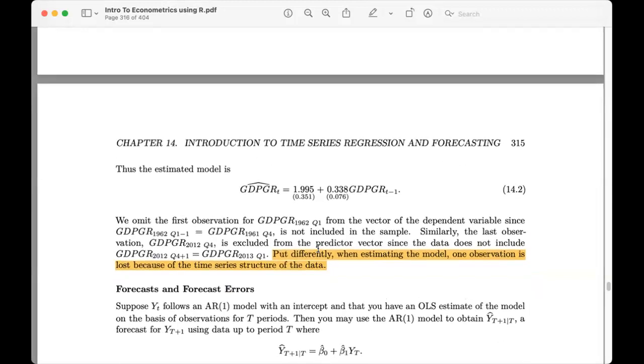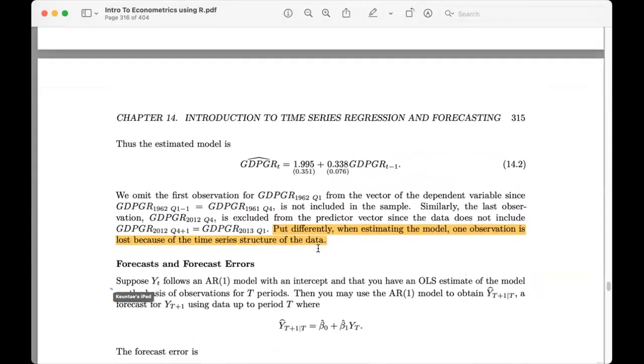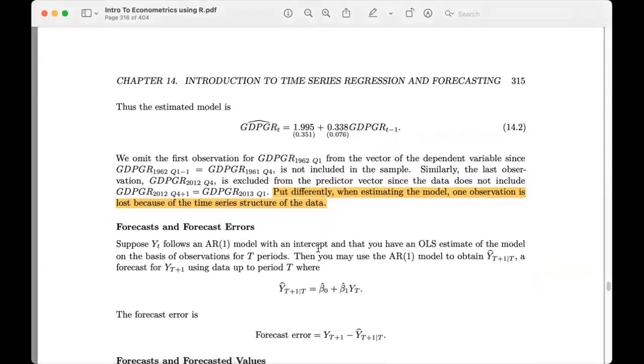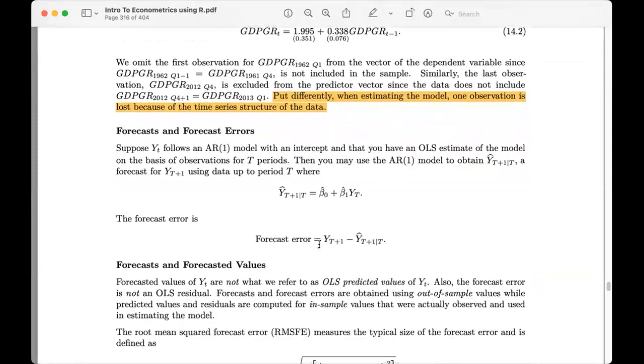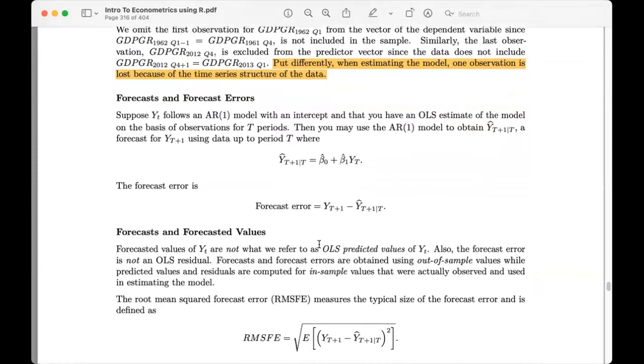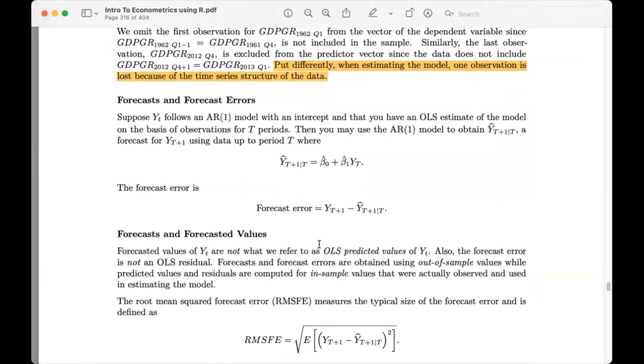I think this one is just trying to do some forecasting and explaining the forecast error that is usually involved in forecasting, which makes it not very reliable. We usually have some forecasting errors. And it also compares it to the mean squared forecast errors.